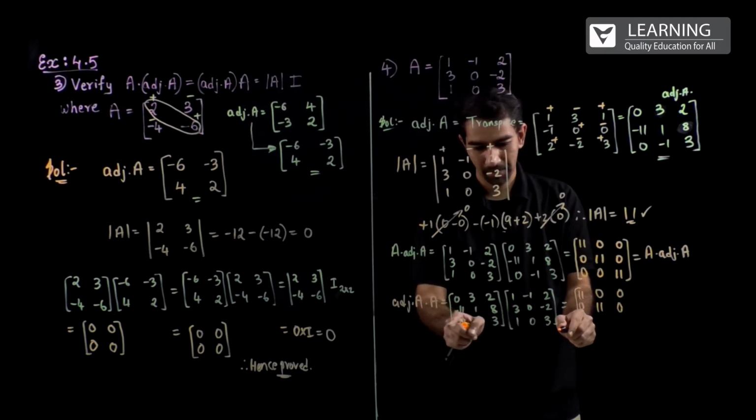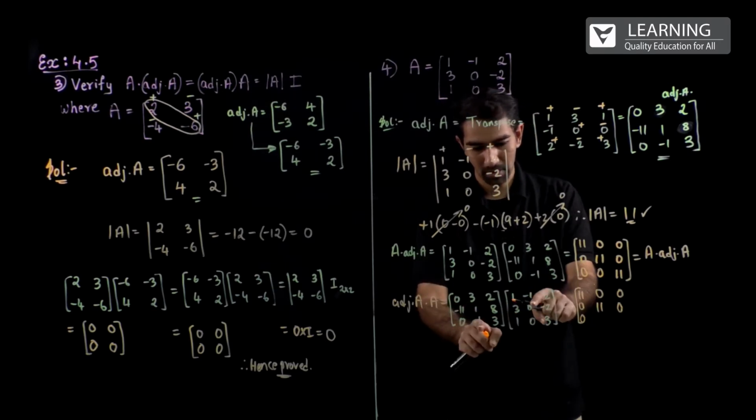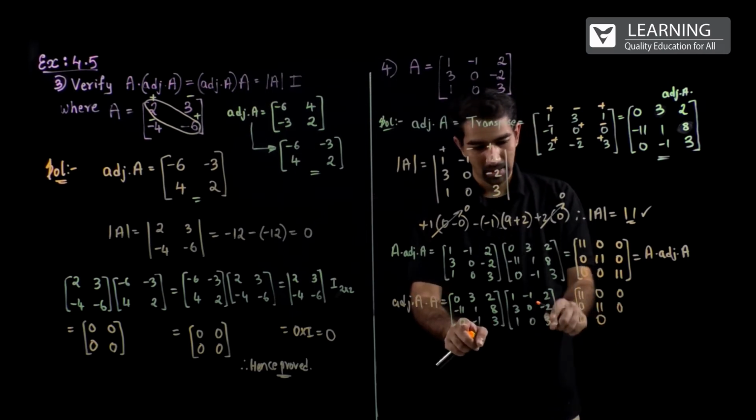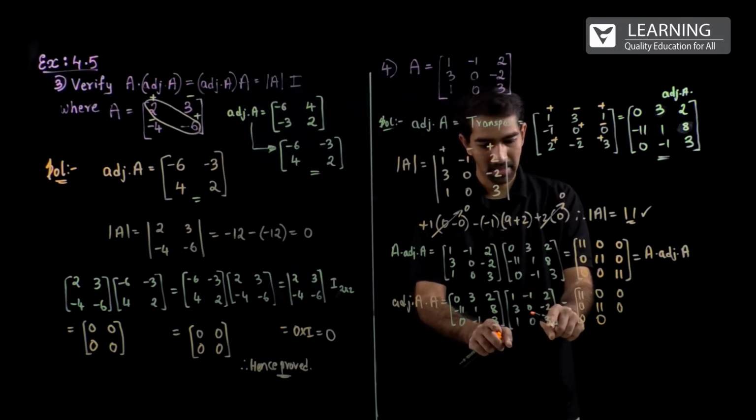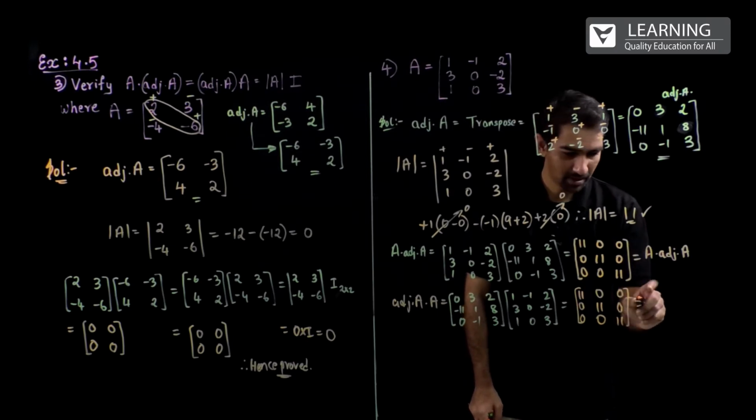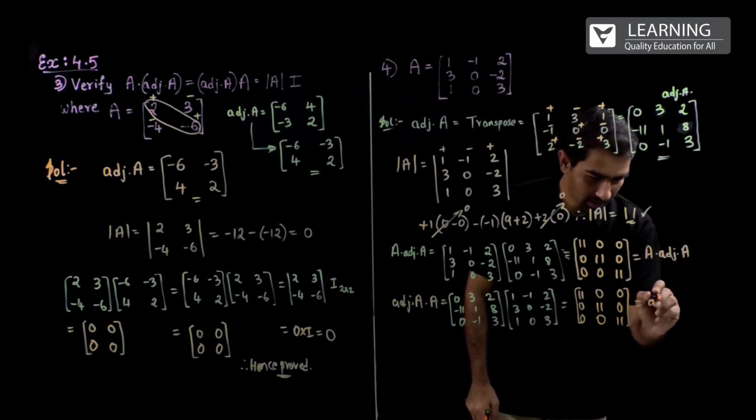Third row into first column. Third row into second column: 0, 0, 0. And the last one: 0 into 2 is 0, minus 1 into minus 2 is plus 2, 3 3s is 9. 9 plus 2 is again 11. So this is our what, students? This is our adjoint of A into A.